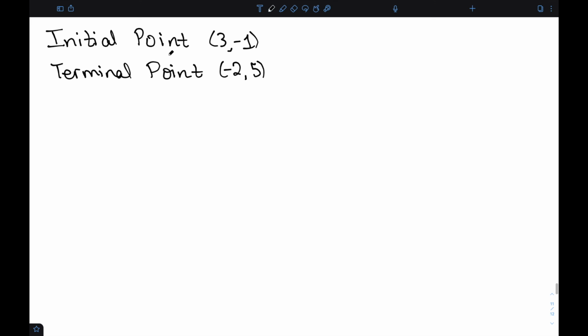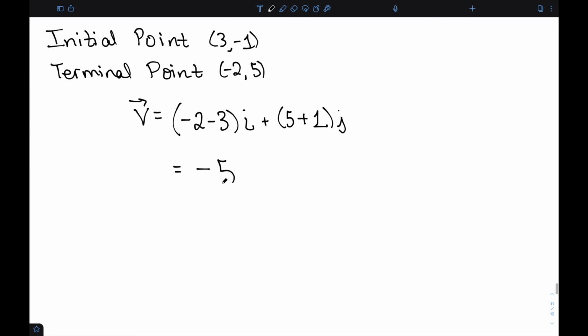Let's consider a vector whose initial point is (3, -1) and terminal point is (2, -5). So my formula says x2 minus x1. We need to do terminal point minus initial. So for the x coordinates, we have 2 minus 3 times i. And then for our y, we have -5 minus -1 times j. This gives me the vector -1i minus 4j.